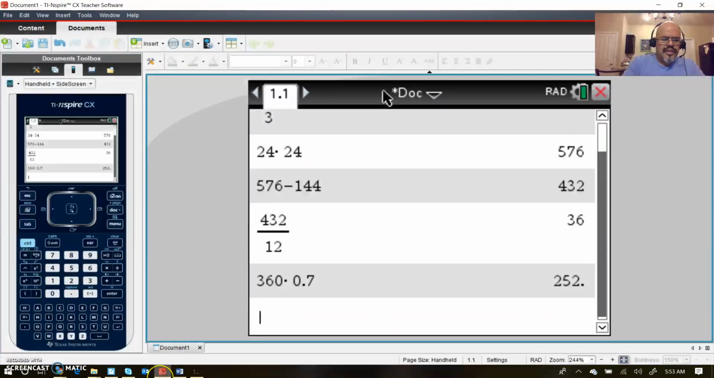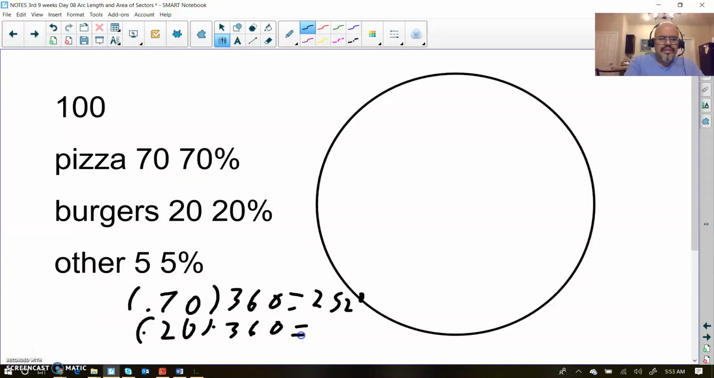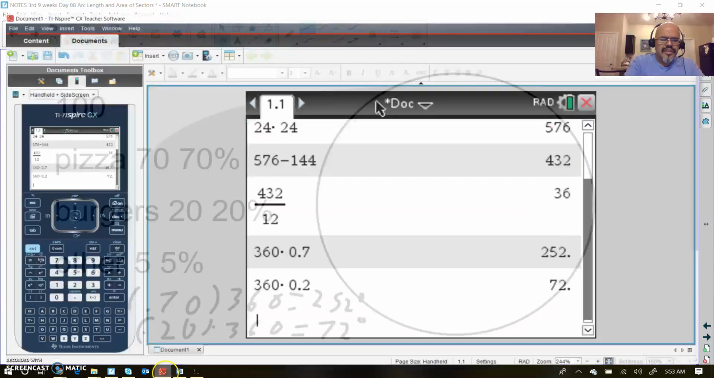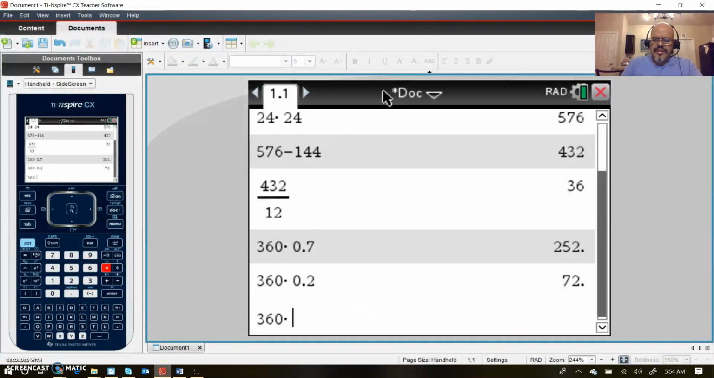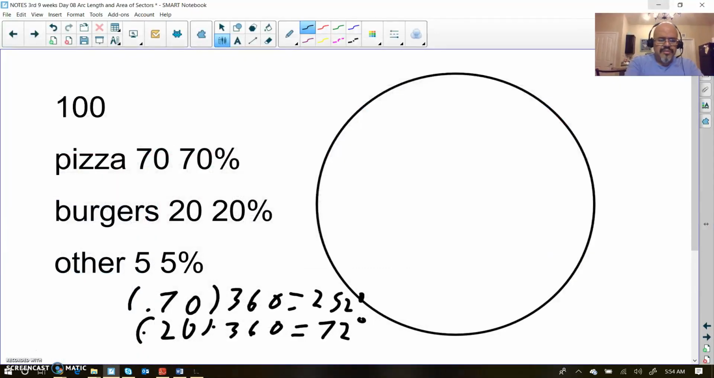So it's going to be 360 times 0.2, which is 72 degrees. Very acute angle. Then, of course, 5%, well, it's going to be 360 times 0.05. If you don't know how to change a percentage into a decimal, guys, you better learn. And I think most people do. 0.05 times 360, well, that's going to be 18 degrees.